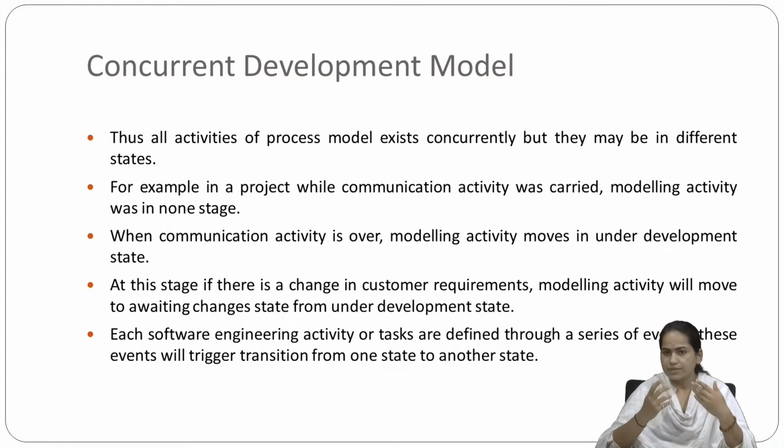Learners, see what we are discussing here. We are discussing that different states are there. One activity is moving from one state to another state, but it may go back also. It is moving forward as well as backward. Each software engineering activity or task is defined through a series of events. These events will trigger a transition from one state to another state. We are saying that it moves from one state to another, but how does it move? When an event occurs, at that time only it moves from one state to another state.